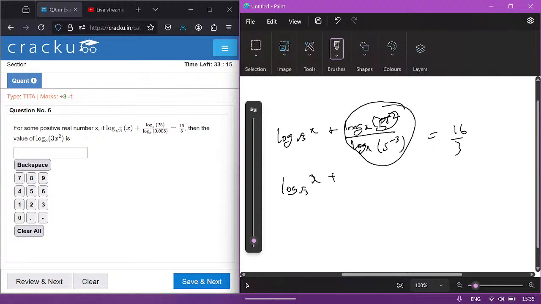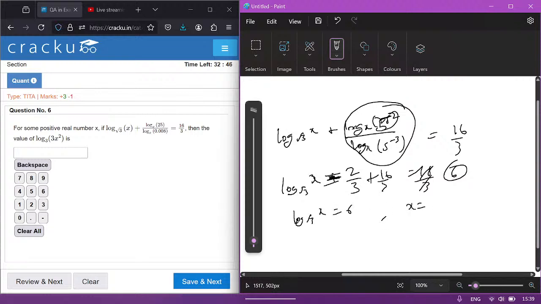If we take this as, so this will be 2 by 3, right? Am I doing this right? This will be minus 2 by 3, no? Minus, yeah, so it is equal to plus 16 by 3, this is 18 by 3 or 6. So log root 3x is equal to 6.